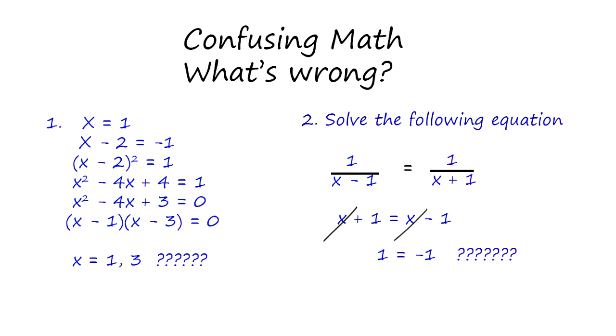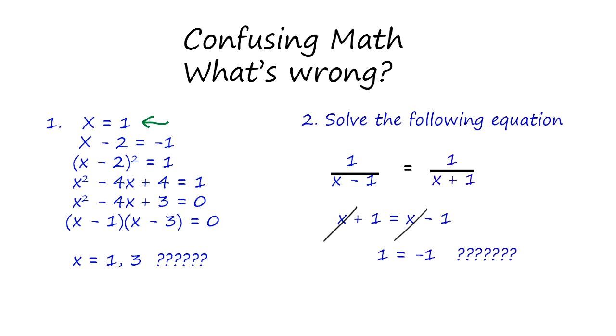Confusing math. Actually, the title is strange and confusing math. The reason is you get really unexpected results and you have to think why you got such a result. Okay, let's start with the first one, x equals 1.